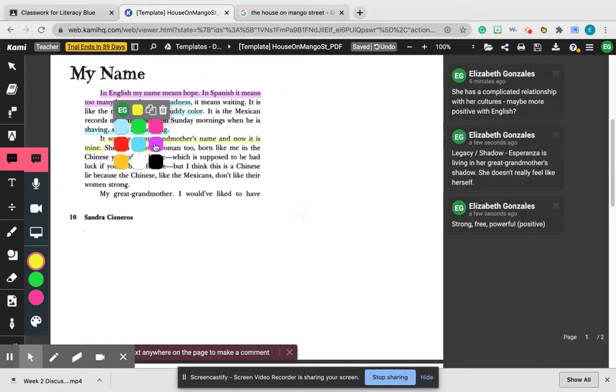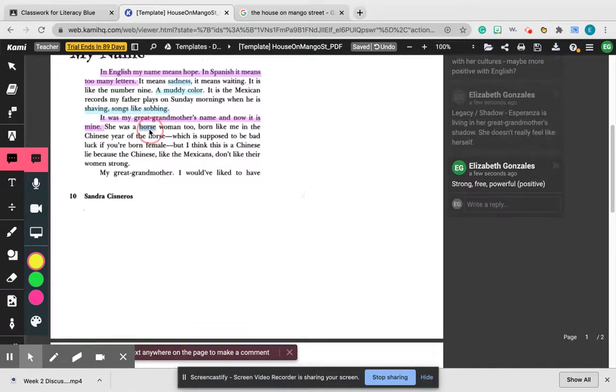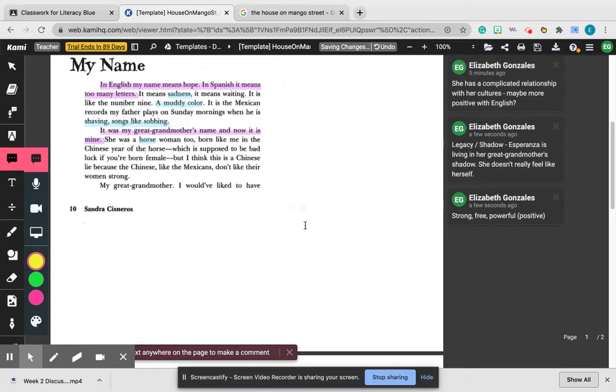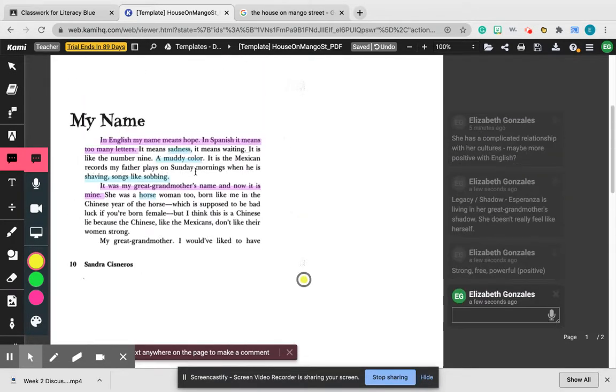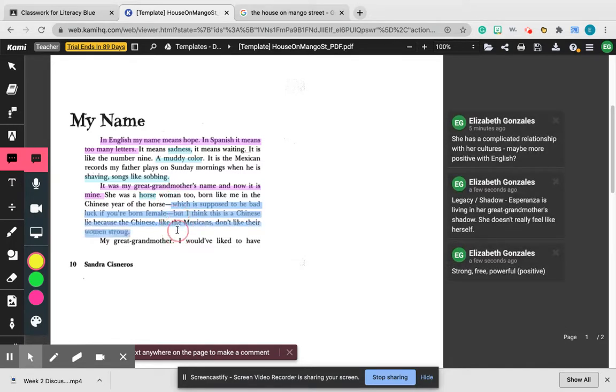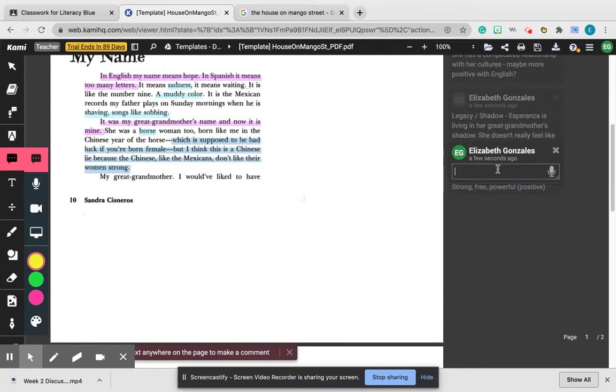Let me change my colors again, guys. I like it. All right, there you go. All right, let's break it down more. So born like me in the Chinese year of the horse, which is supposed to be bad luck if you're born female. But I think this is a Chinese lie because the Chinese, like the Mexicans, don't like their women strong. All right, we need to highlight this whole section here, because we need to put some thoughts.